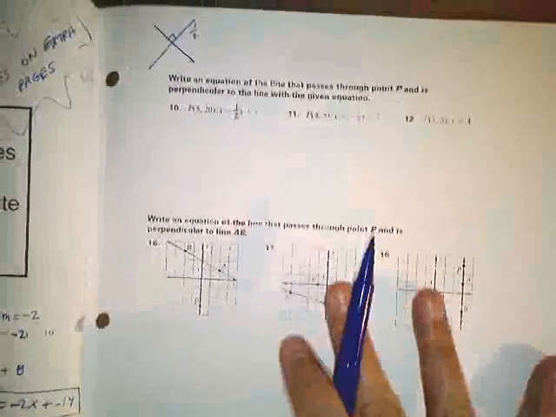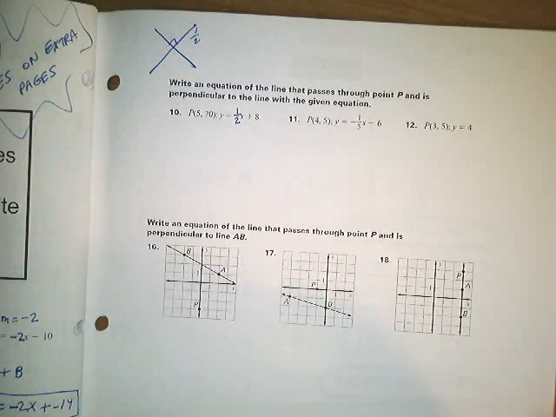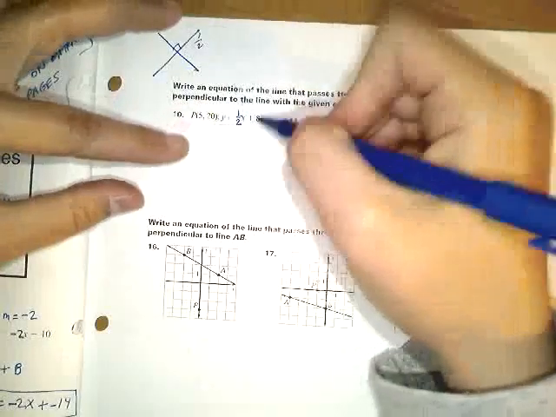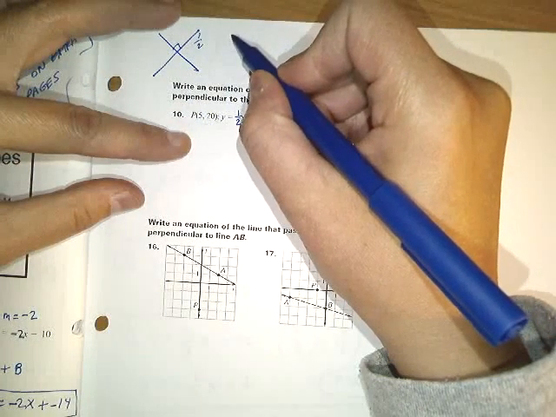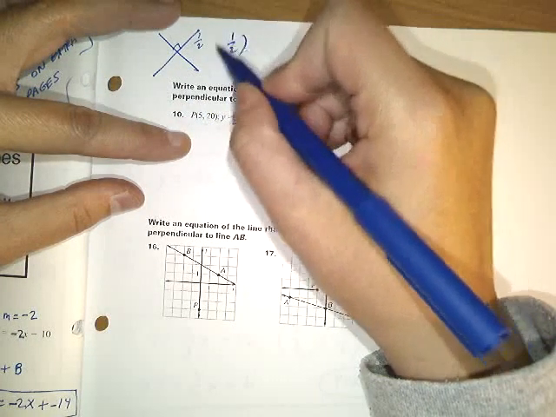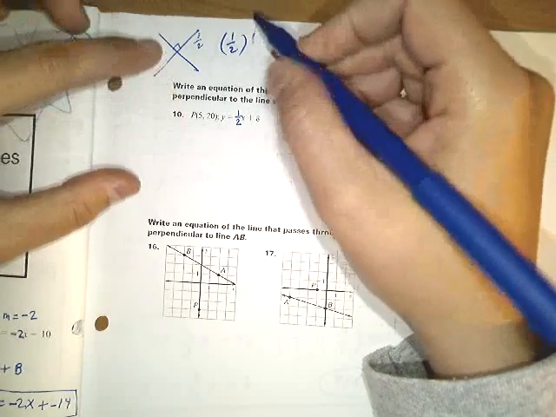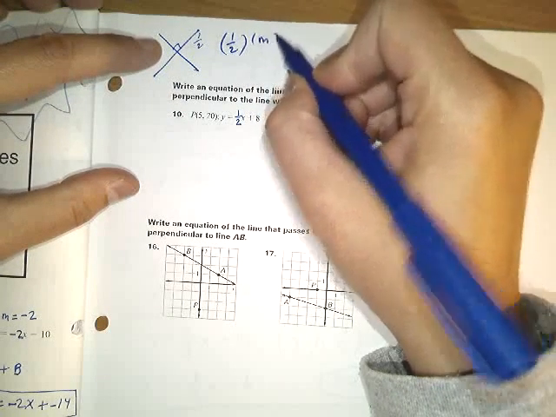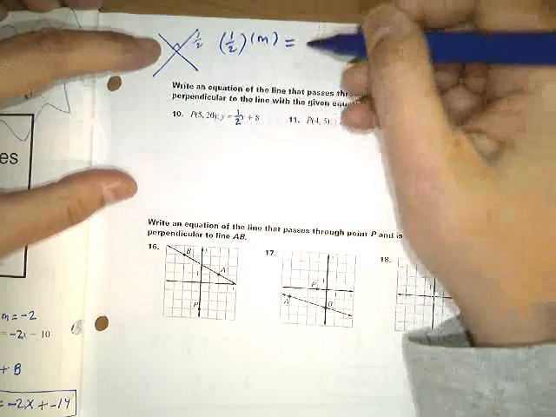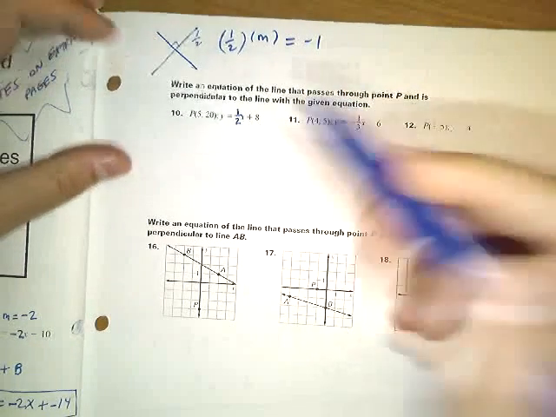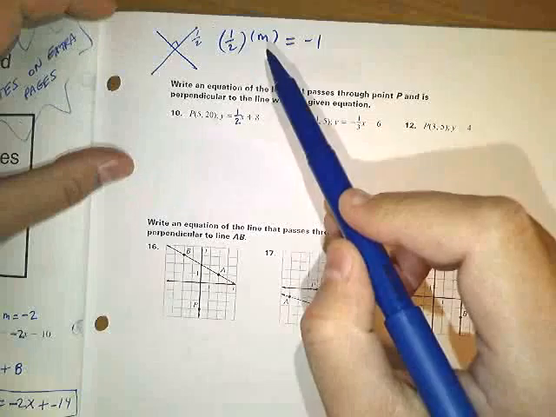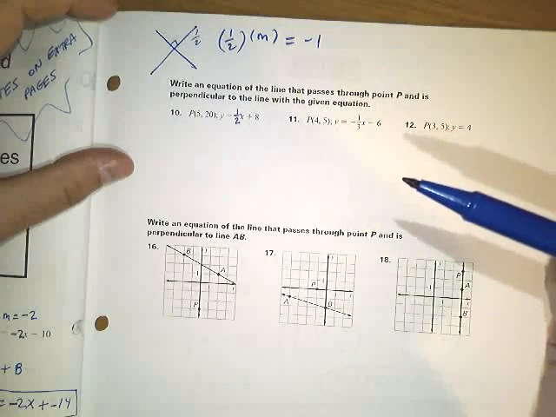So how do we figure that out? Well, I know that if two lines are perpendicular and you take 1/2 times the slope of the line we're trying to find, m, that the answer should be -1, right? The slopes of perpendicular lines multiply together to be -1.